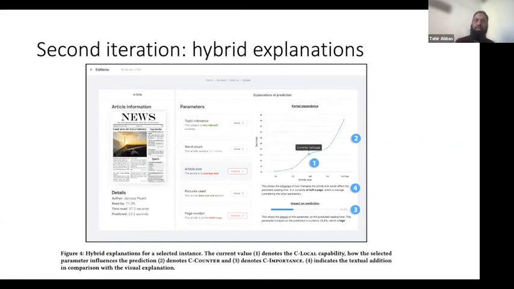So the idea that they proposed based on the first iteration study was, what if we combine both textual and visual explanation into one interface, which they call the hybrid explanation. They use the same concept that I described in the previous slides, but in addition to the visual explanation, they also add some text to explain these graphs. For instance, the partial dependence graph was interpreted wrongly by the lay users. That's why they added the text underneath the graph. And also they added text underneath this progress bar.